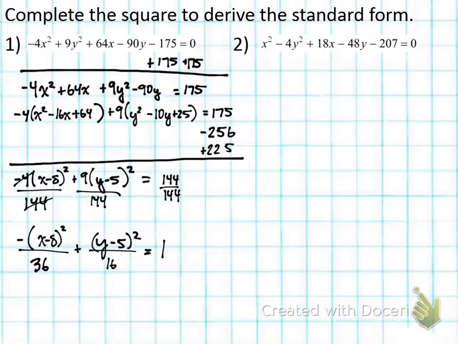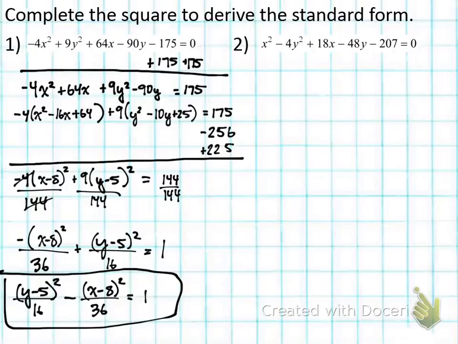At this point you could say we're done, but we're not really done because we want the positive term to be first. You see how this is a big minus sign right here? We want the positive term first, so we're going to rewrite this, taking this term on the right and moving it over here to the left. Rewriting it: y minus 5 all squared over 16, minus x minus 8 squared over 36, which is equal to 1. That's number 1. Why did I switch it? Because there's a minus sign here. I don't really like using minus signs to start my expressions off, so I wanted the positive one.